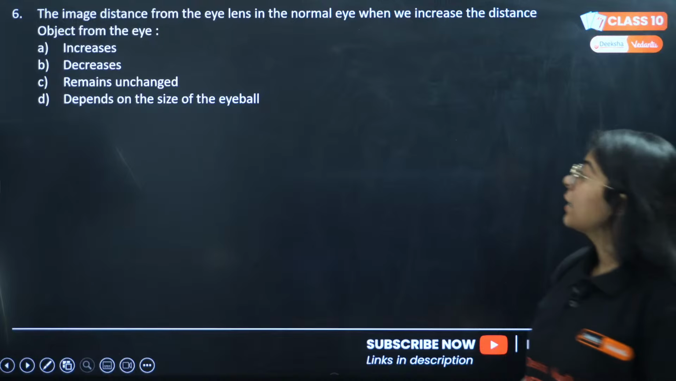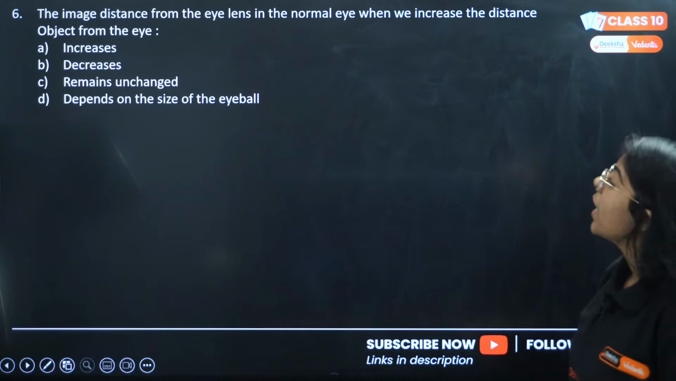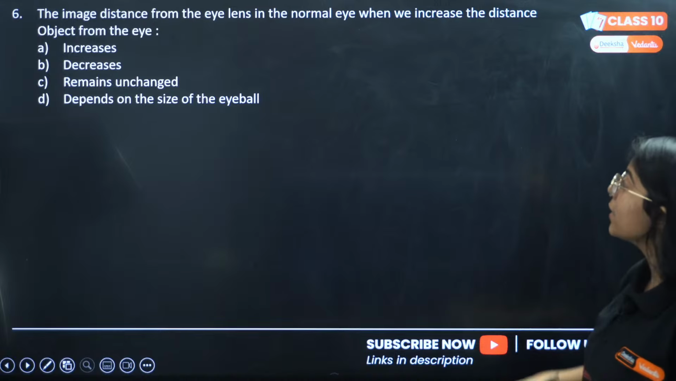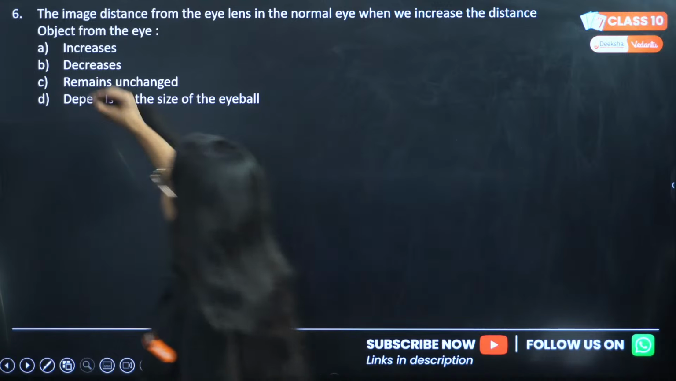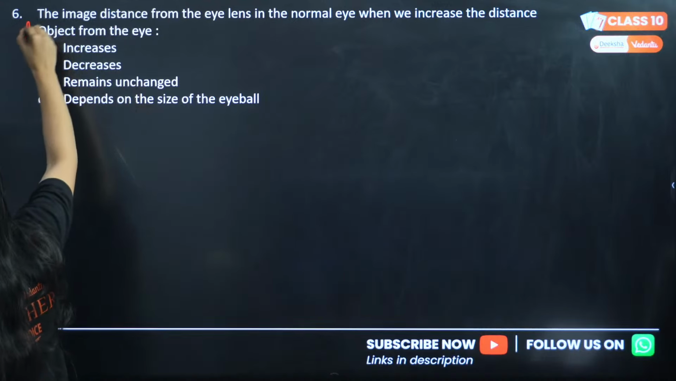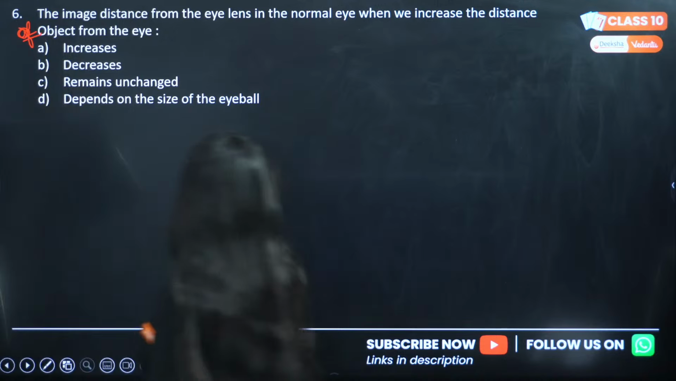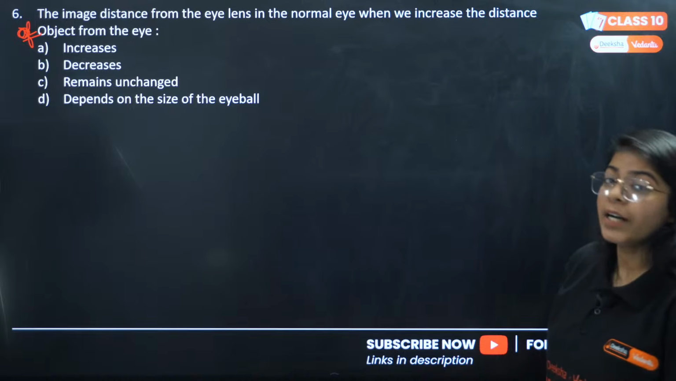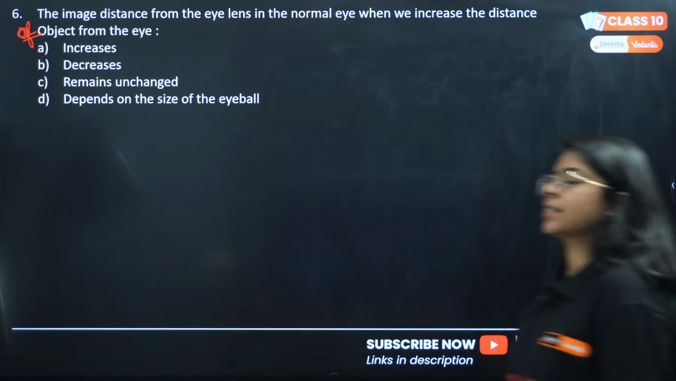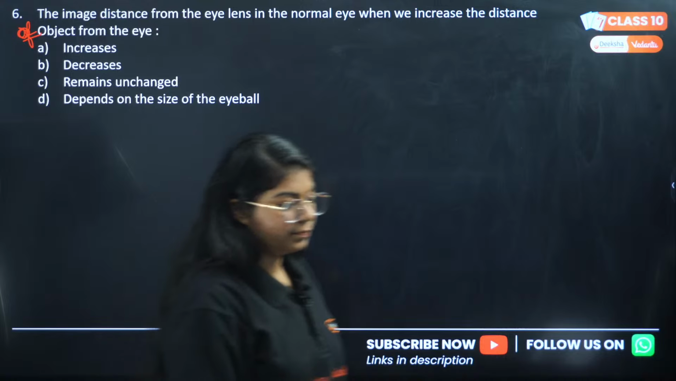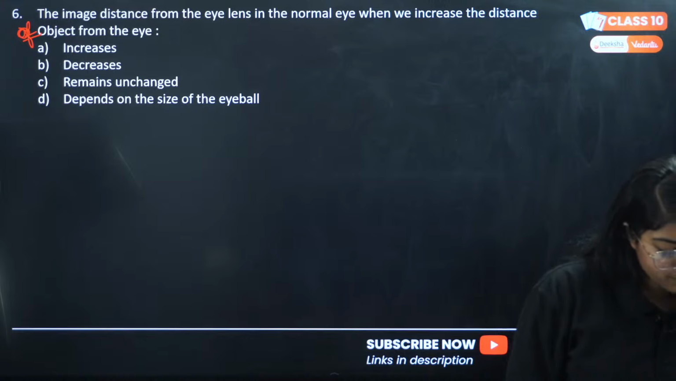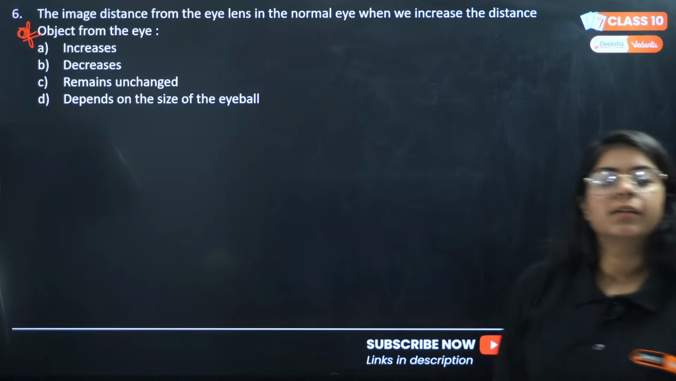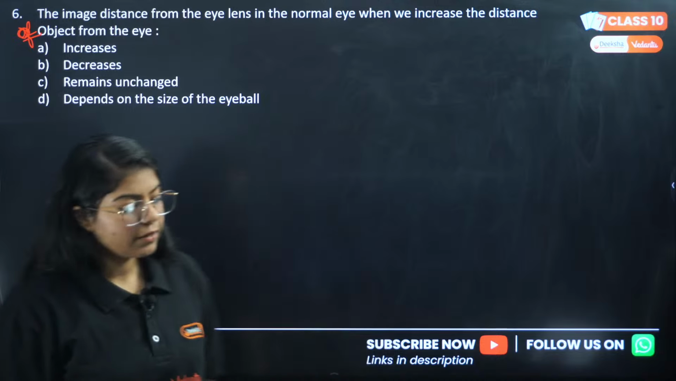Okay. Next question, just an MCQ, is very easy. What happens to the image distance from the eye lens in the normal eye when we increase the distance of the object from the eye? This is actually something I asked you before as well. Can you answer this question? How will the image distance change if I increase the distance of the object from my eyes? Will the image distance remain the same or will it change? Let me know in the live chat. Come on guys, you are doing really great actually.